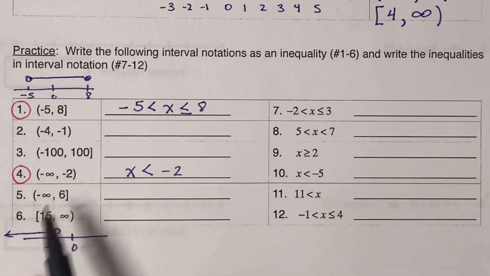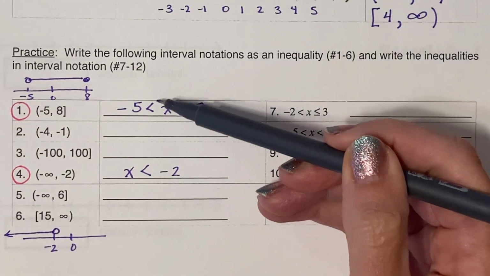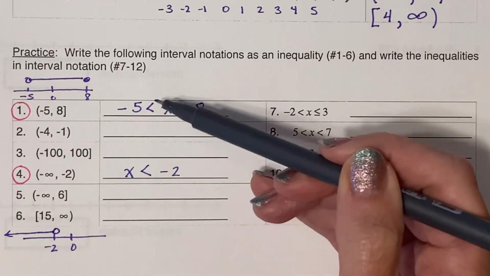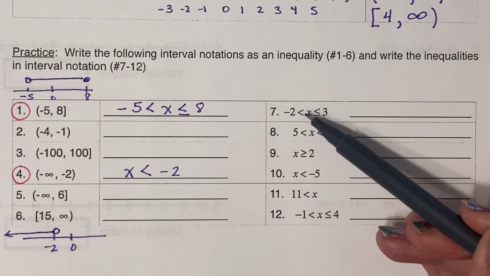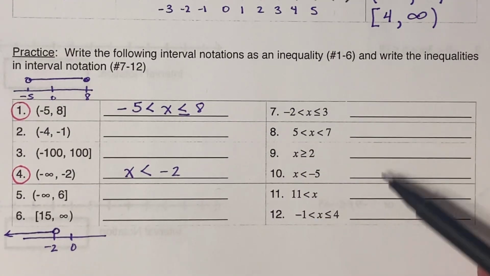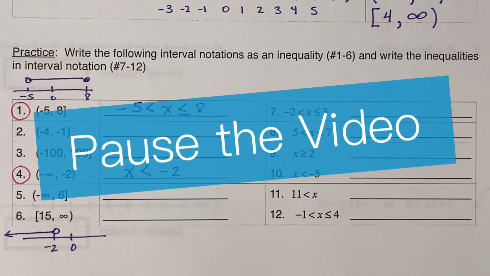So if it helps you, go ahead and jot down a picture if you're a picture person. So in this column, go ahead and write it from interval notation into your inequality notation. And then in 7 through 12, go ahead and practice inequality notation going to interval notation. Pause the video and then check back and check your answers.